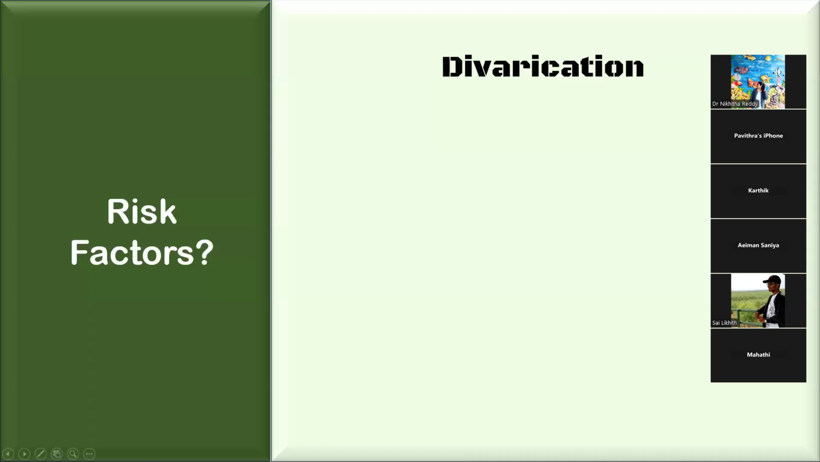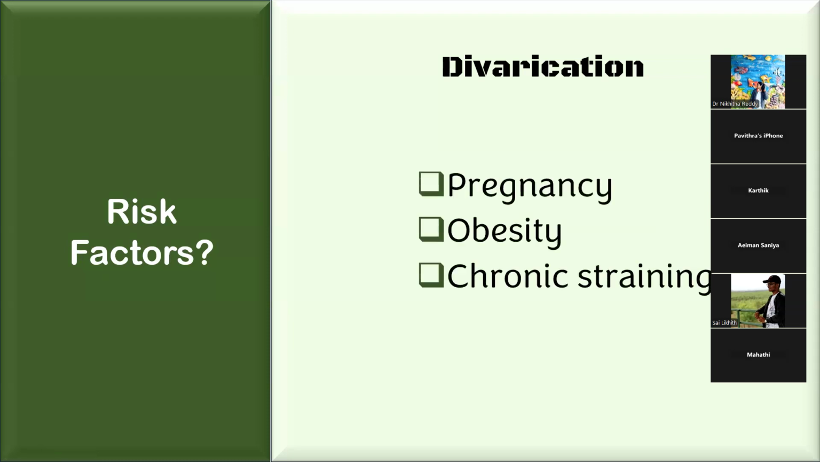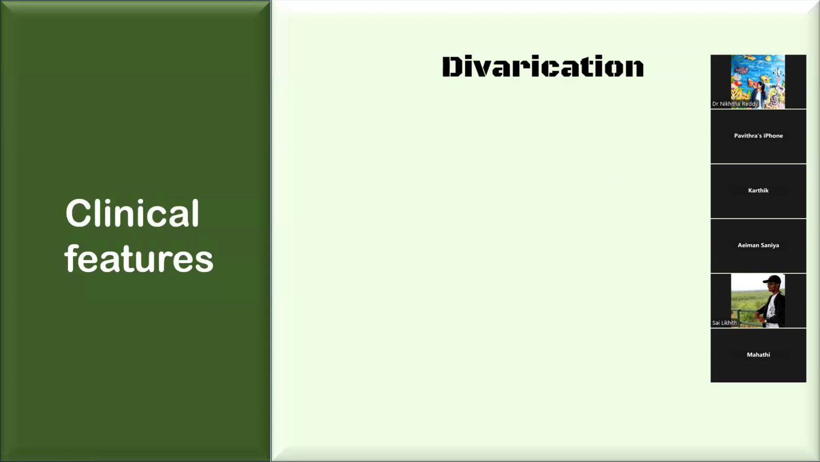Okay, sir. Postpartum females, pregnancy, yes. Anything that causes raised intra-abdominal pressure, sir, like chronic cough, chronic straining. Yes, these are the three well-recognized risk factors for divarication. Remember, we're not talking about hernia, we're talking about divarication. Okay, sir.